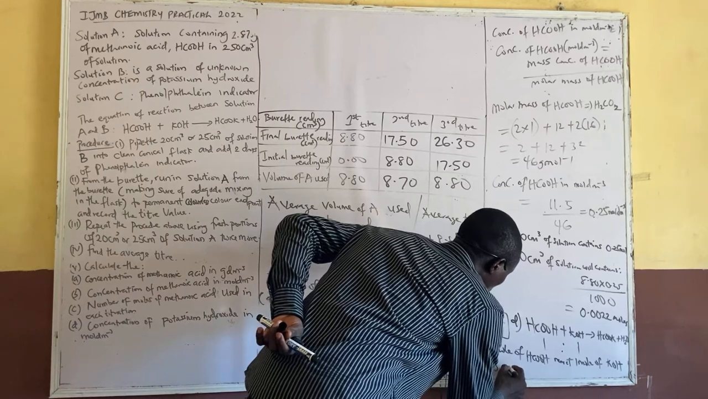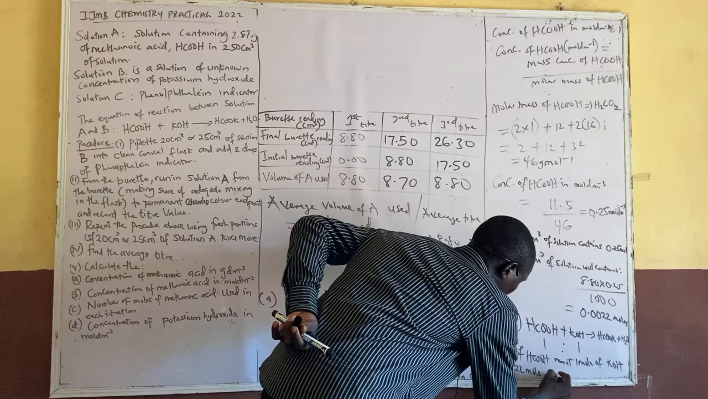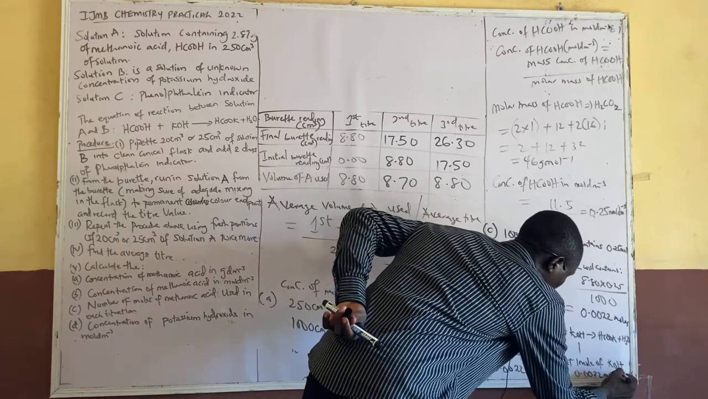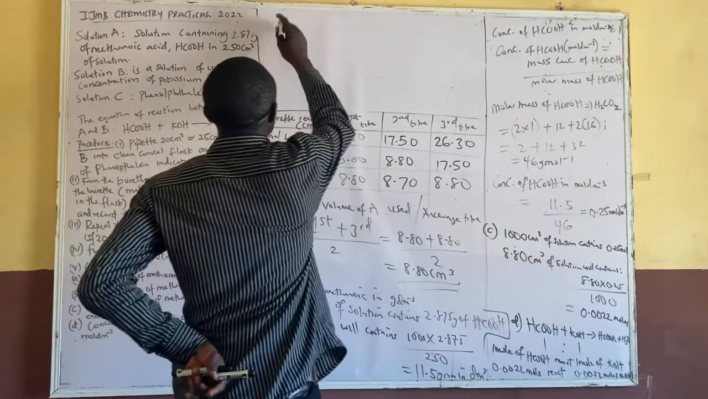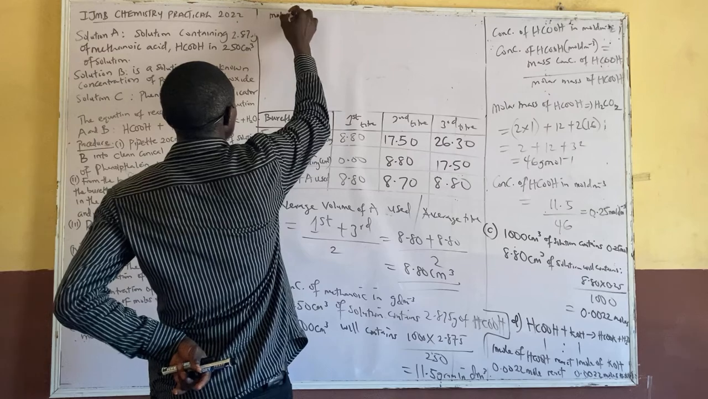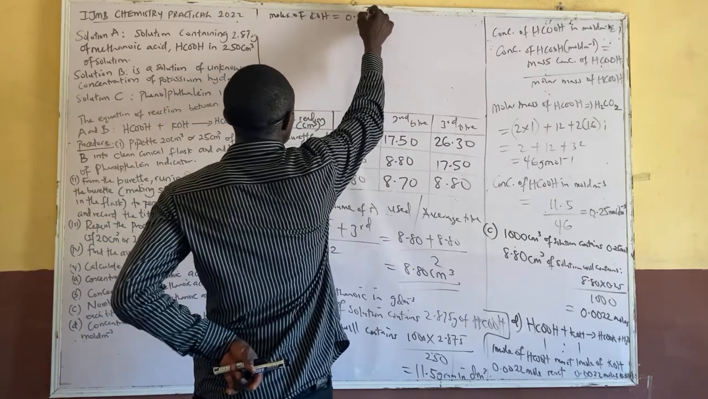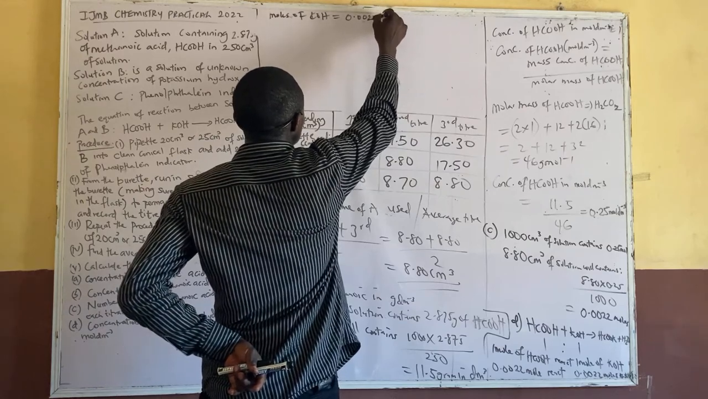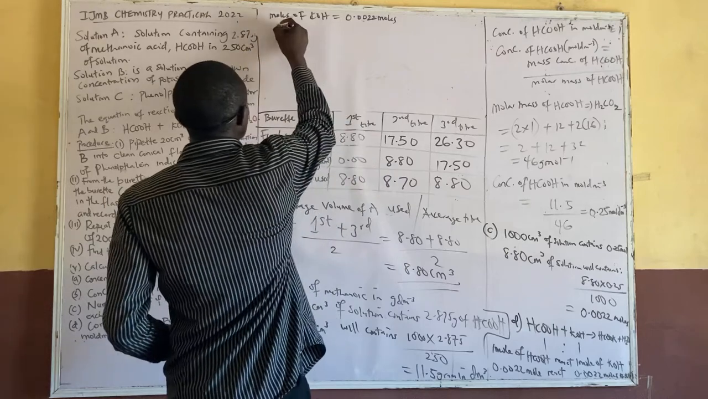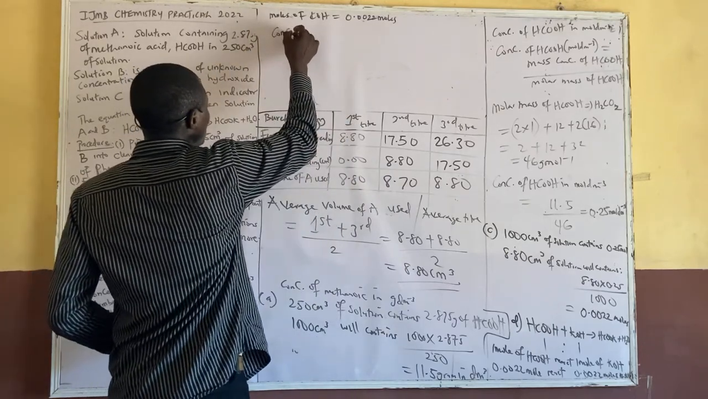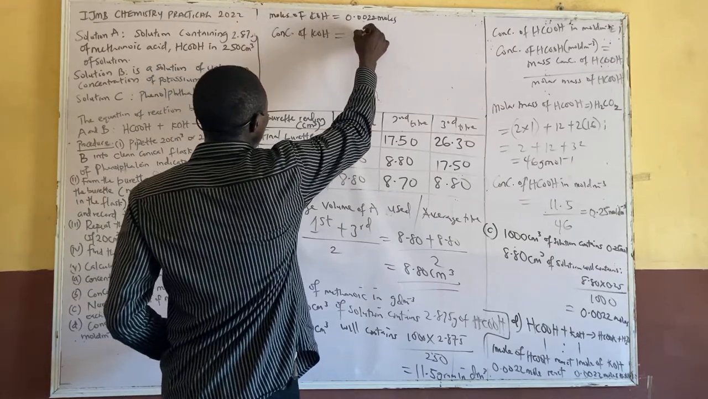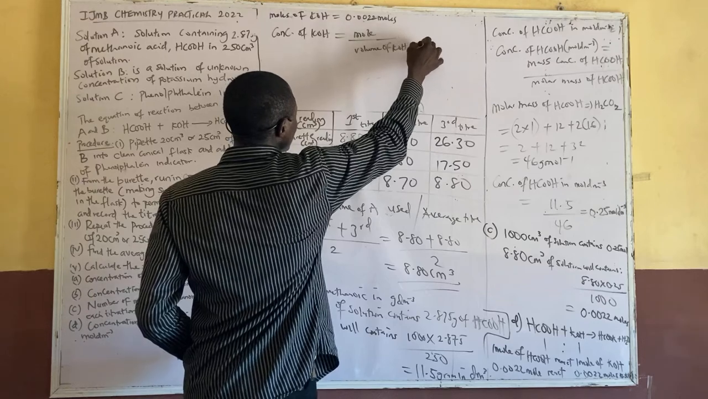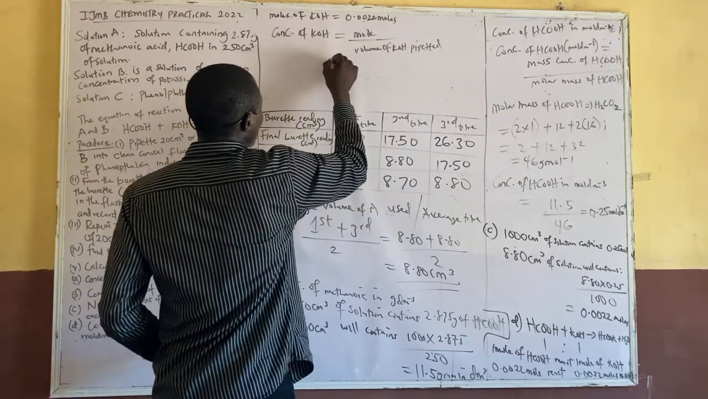So 0.0022 moles of HCOOH reacts with 0.0022 moles of KOH. So the moles of KOH in each titration is 0.0022 moles. Now we can do the calculation to get the concentration of KOH in mole per dm cube, that is moles over volume of KOH pipetted.